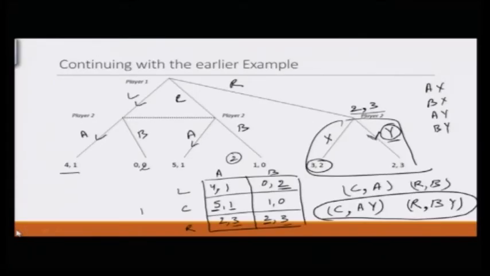So, what we meant here is that when we have BY and this particular subgame has been reached, what would be the continuation strategy in this subgame? Only Y. Similarly, for AY, the continuation strategy would be only Y.